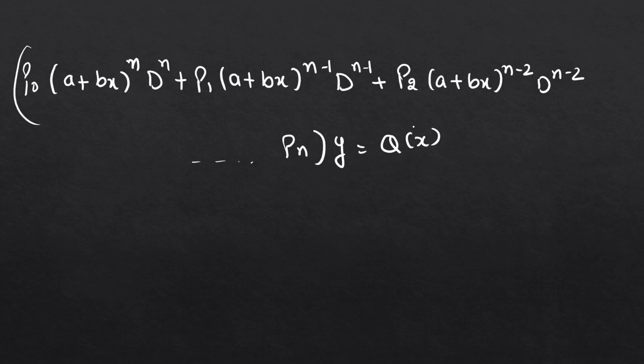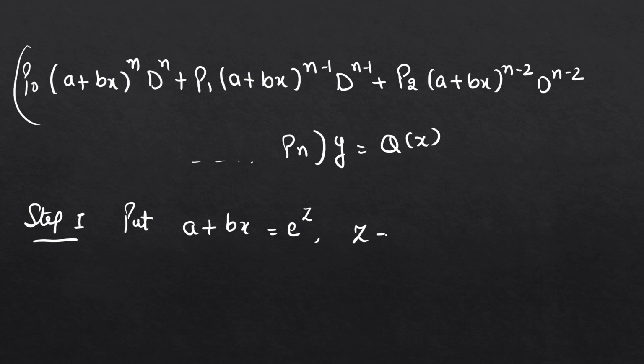So now first of all, if we have to solve this type of equation, if we want to know what is the working method, so in this case we will go with step 1. What does step 1 say? That we will always put a plus bx as e raised to power z, and we will put z equal to log of a plus bx, and a plus bx is always greater than 0, as we know that we can find log of positive values only.